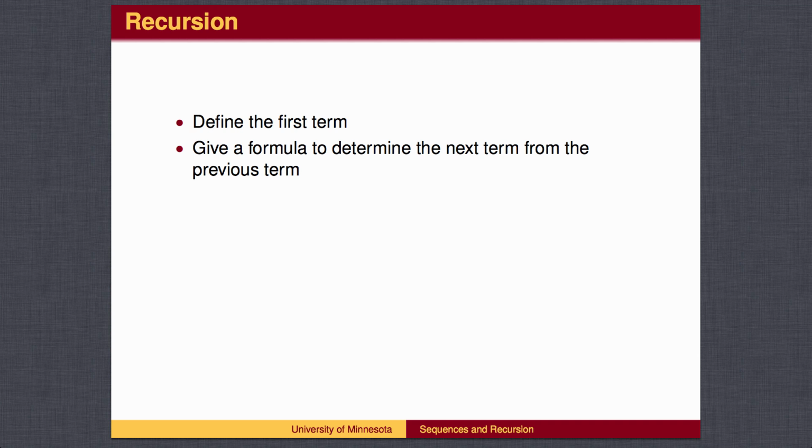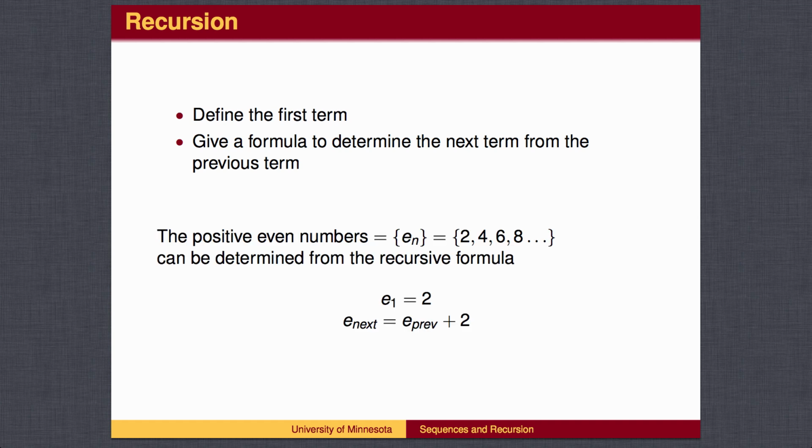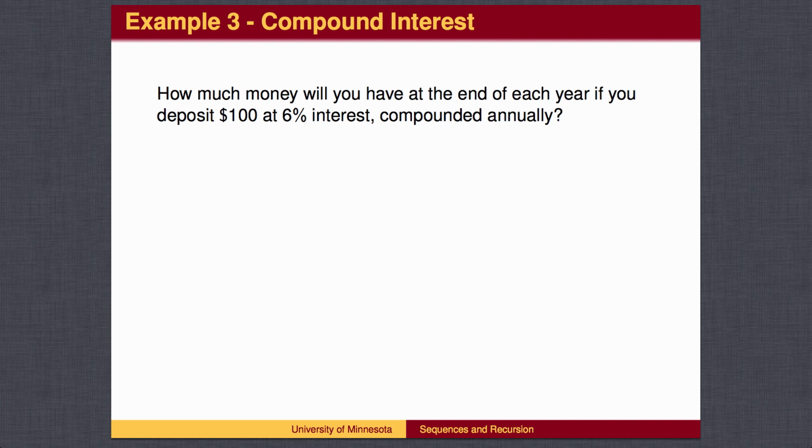We can also define a sequence recursively. To do so, we must define the first element and then give a recursive formula to find future elements based on previous elements. In the case of the positive even numbers, the first term is 2. We get the next even number by adding 2 to the previous number. We can write the recursive part of the formula using subscripts. To get term n plus 1, we take term n and add 2.